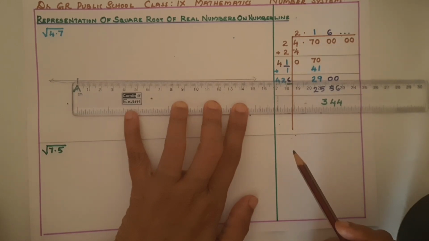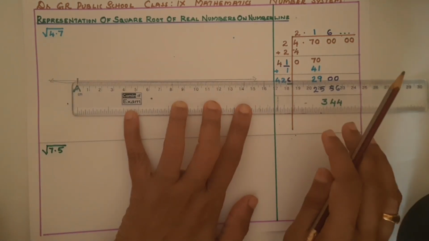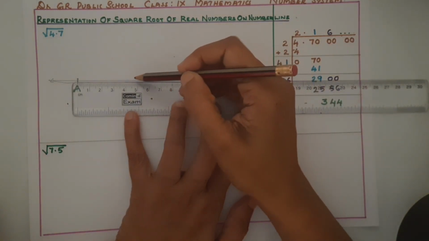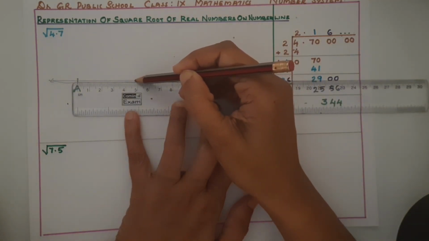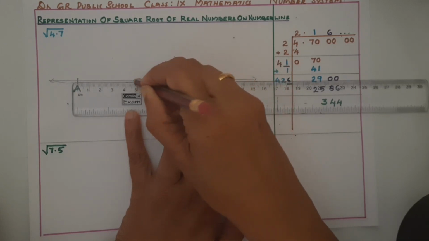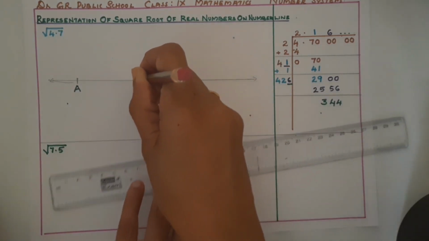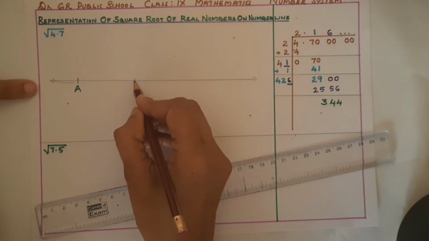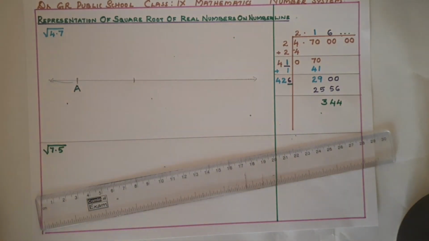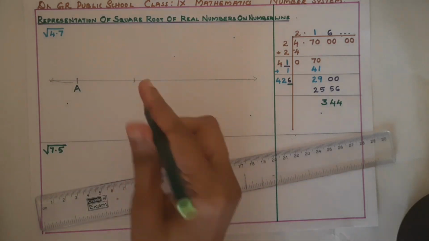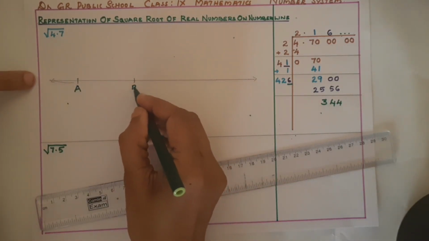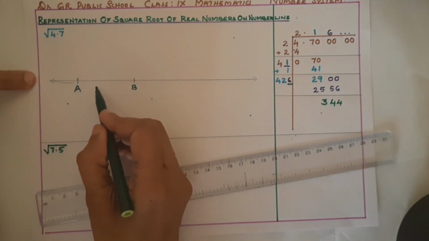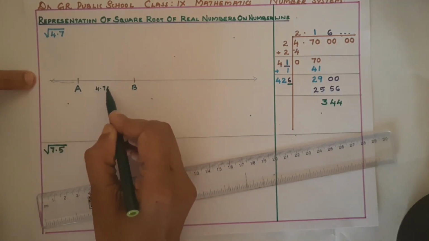Listen to the audio also. So, take 4.7 exactly. Okay, children? So, I marked 4.7 here. Name it as B. Name the point as B. So, how much I have taken here? 4.7 centimeter.